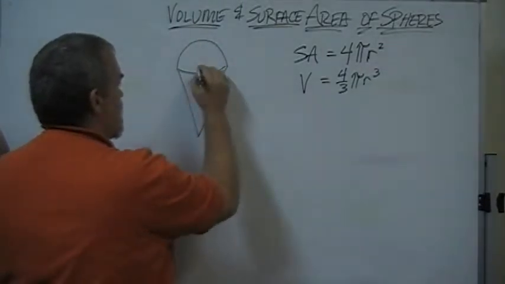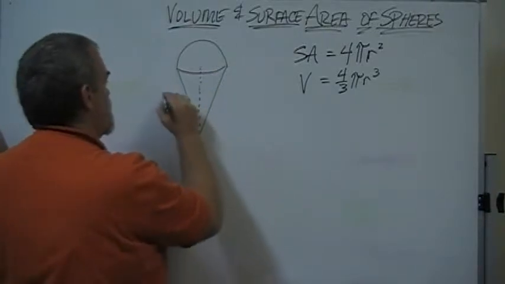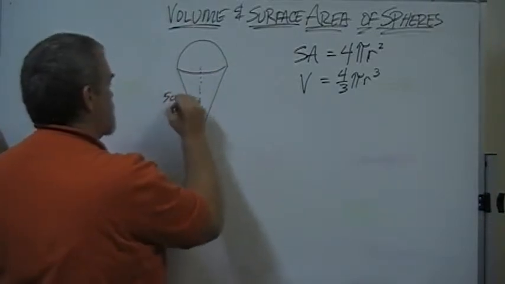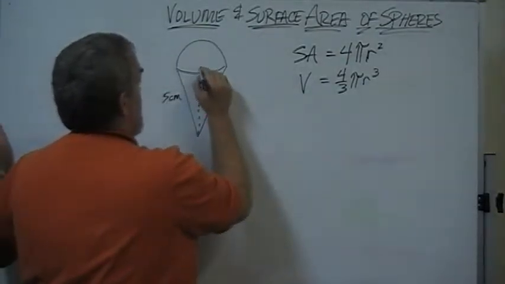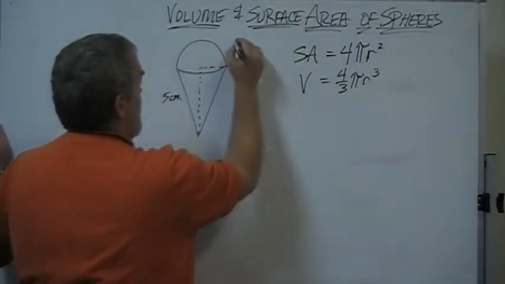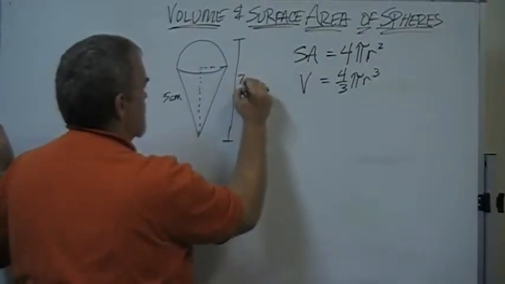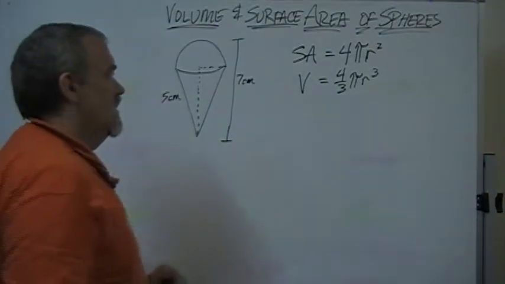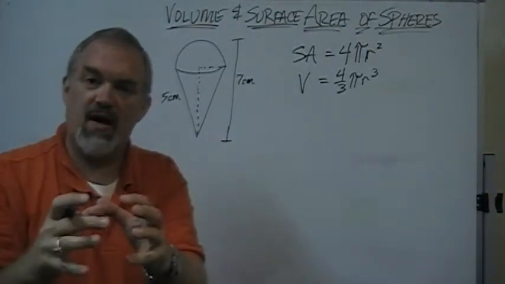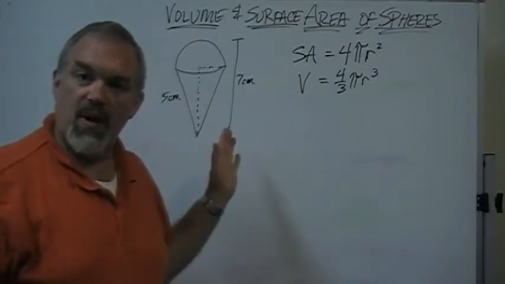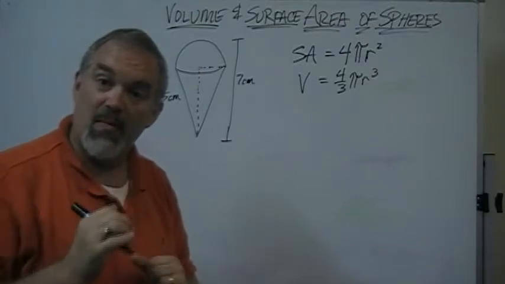And let's say that my cone has a height of 5 centimeters. Sorry, not a very big cone. It has a height of 5 centimeters, and the entire figure has a height of 7 centimeters. Now, what do I need to do? I want to know both the surface area and the volume of my composite figure. I'm not going to work the numbers for you, but let's talk about how we might do it.